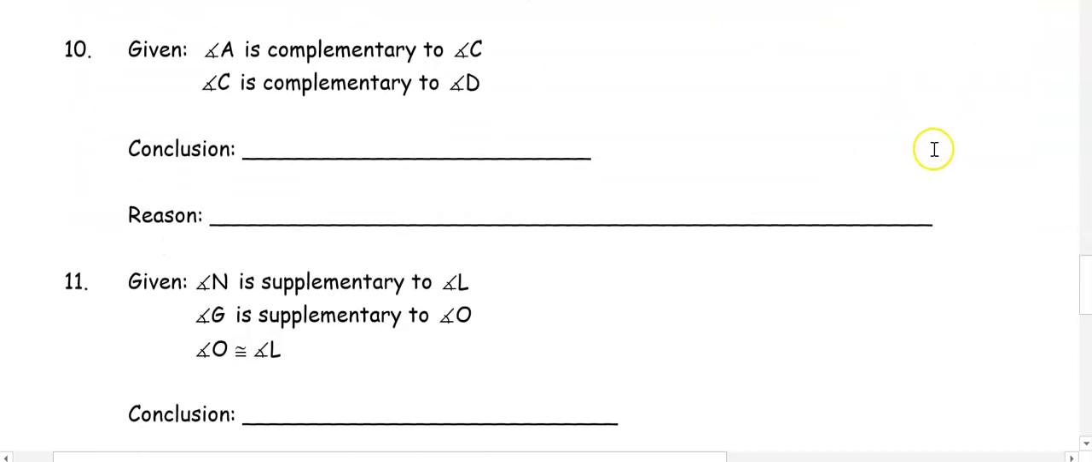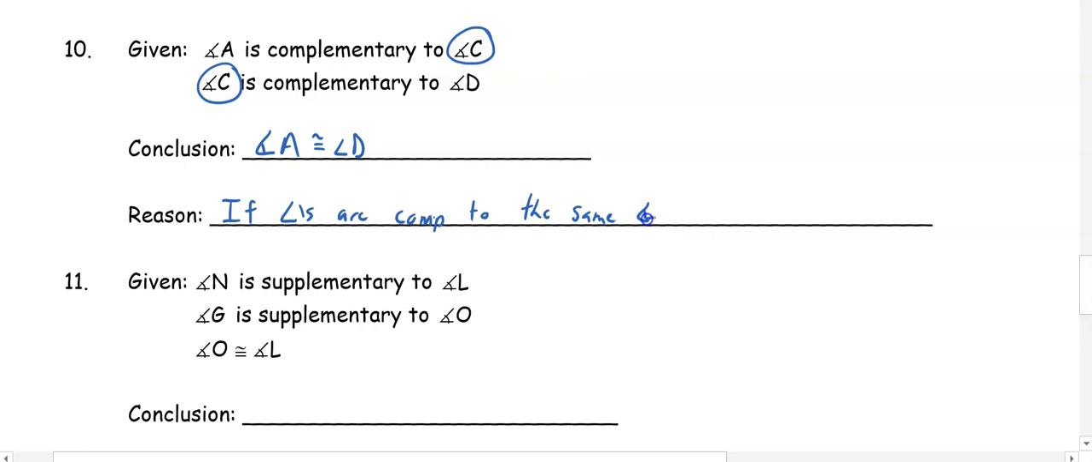So let's try these. In number 10, angle A is complementary to C, and C is complementary to D. So notice that they are complementary to the same angle. So because of that, we can say that angle A is congruent to angle D. And our reason, we're going to write out the whole reason: if angles are complementary to the same angle, then the angles are congruent.